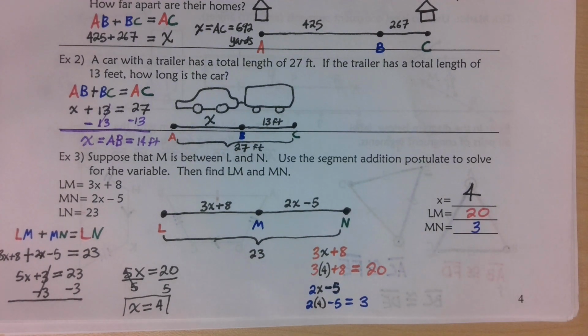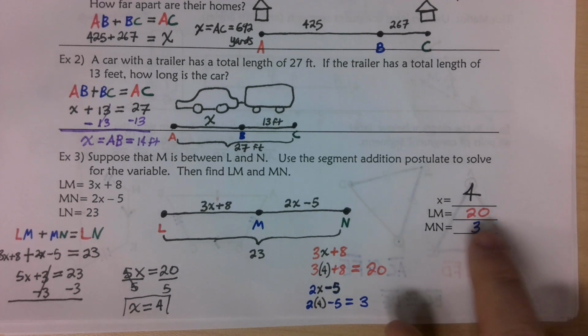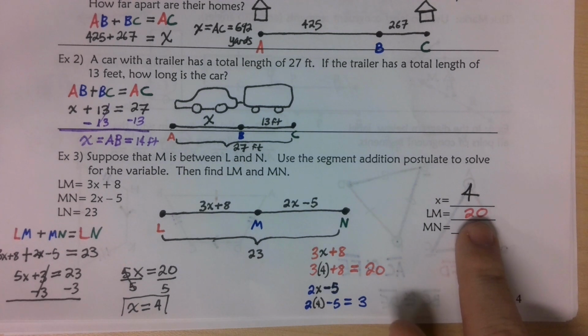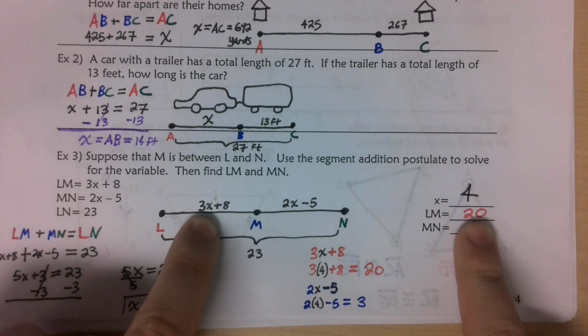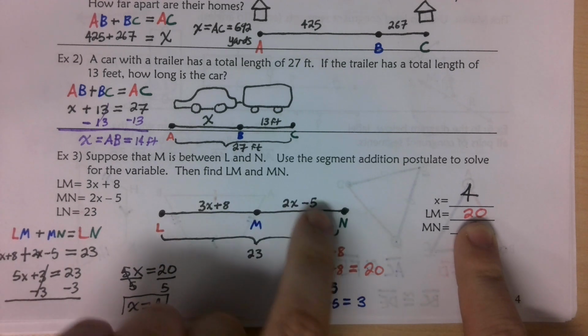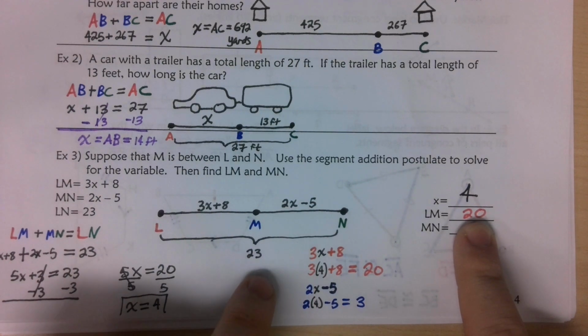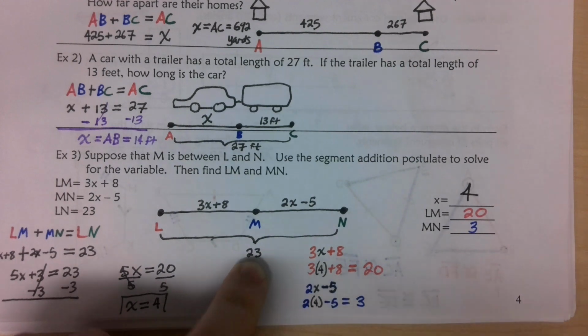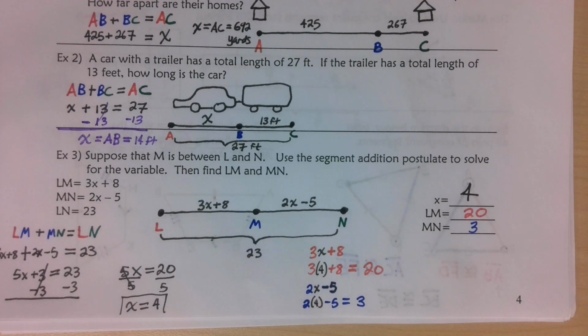The much easier way to find that second line segment, we can use the segment addition postulate again. If the first segment is 20, 20 plus the second one has to equal 23. So by the segment addition postulate, 20 plus 3 equals 23. See, it's everywhere.